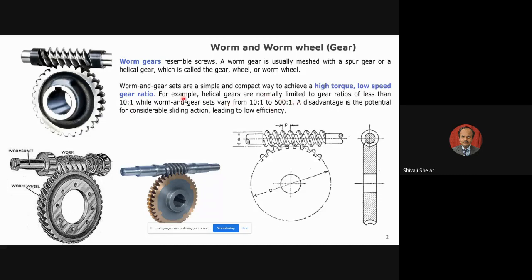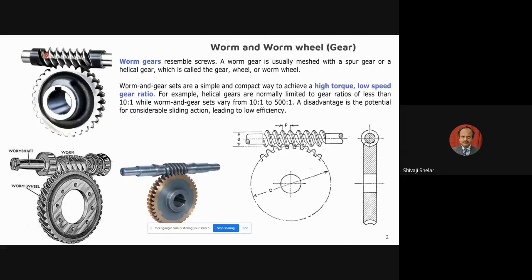So they are used for transmitting very, very high torque at very, very low speed. This may be rotating at very high speed, but this gear will rotate at very, very low speed, and it can transmit a very large amount of torque to the application here.